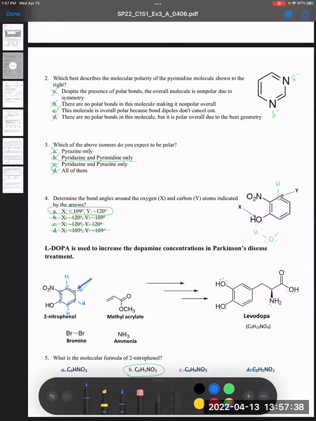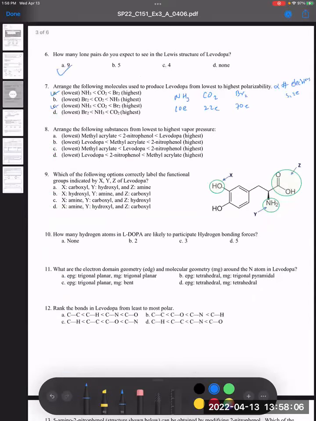Now, I would say the weakest intermolecular forces will be in methyl acrylate. And then between 2-nitrophenol and levodopa, you have many more hydrogen bonding sites in levodopa compared to 2-nitrophenol, and it's going to be more polar as well. For that reason, I would say that you're going to have the strongest IMFs in levodopa and the weakest in methyl acrylate, and then 2-nitrophenol should be in the middle. Okay, so methyl acrylate will have the weakest intermolecular forces.